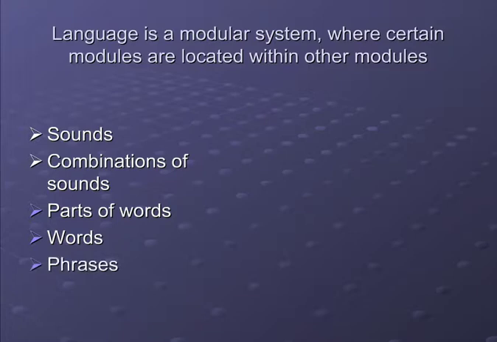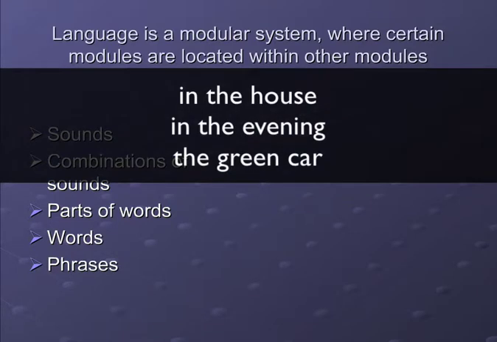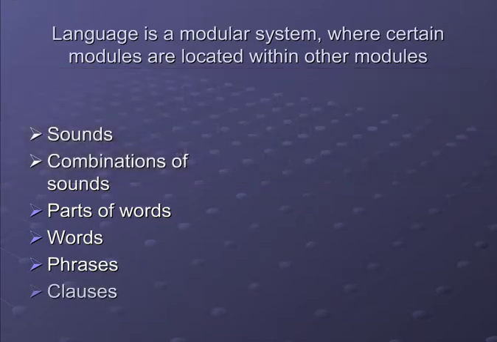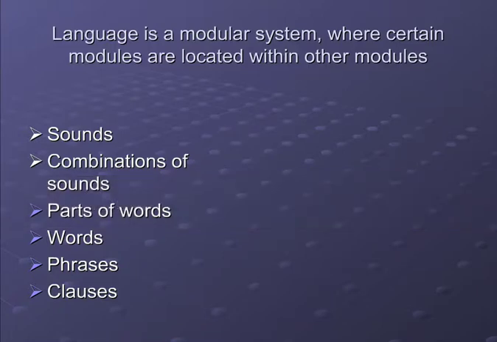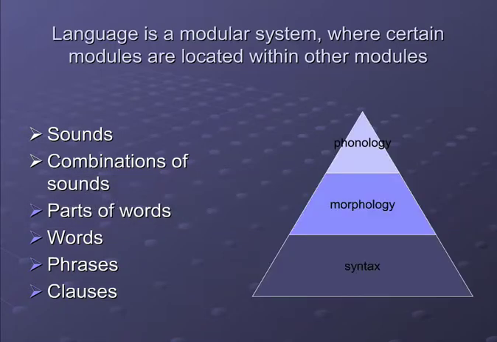We then have phrases: in the house, in the evening, the green car. These are all known as phrases. And we have clauses. A clause is a complete grammatical unit of thought. These are the core elements of the modular system.